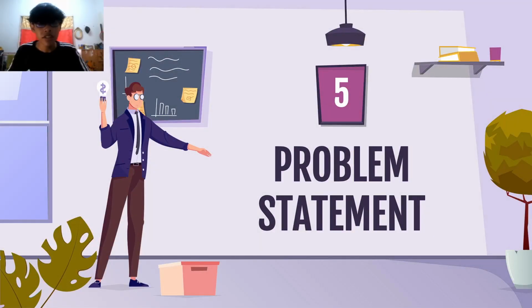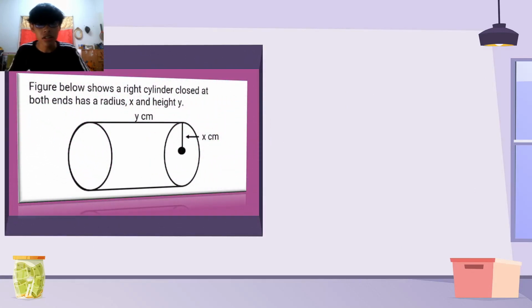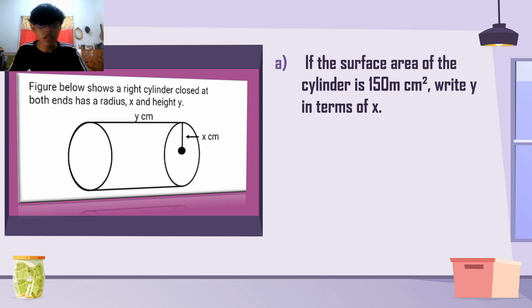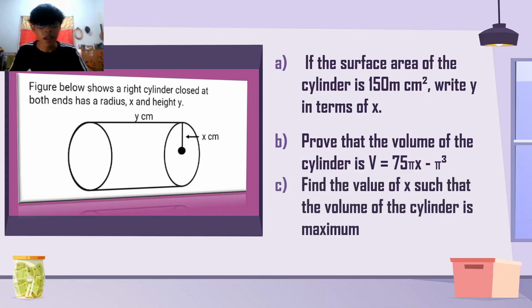Number 5. Problem statement. The figure below shows a right cylinder closed at both ends with radius x and height y. Question A. If the surface area of the cylinder is 150π cm², write y in terms of x. Question B. Prove that the volume of the cylinder is V = 75πx − πx³. And C. Find the value of x such that the volume of the cylinder is maximum.